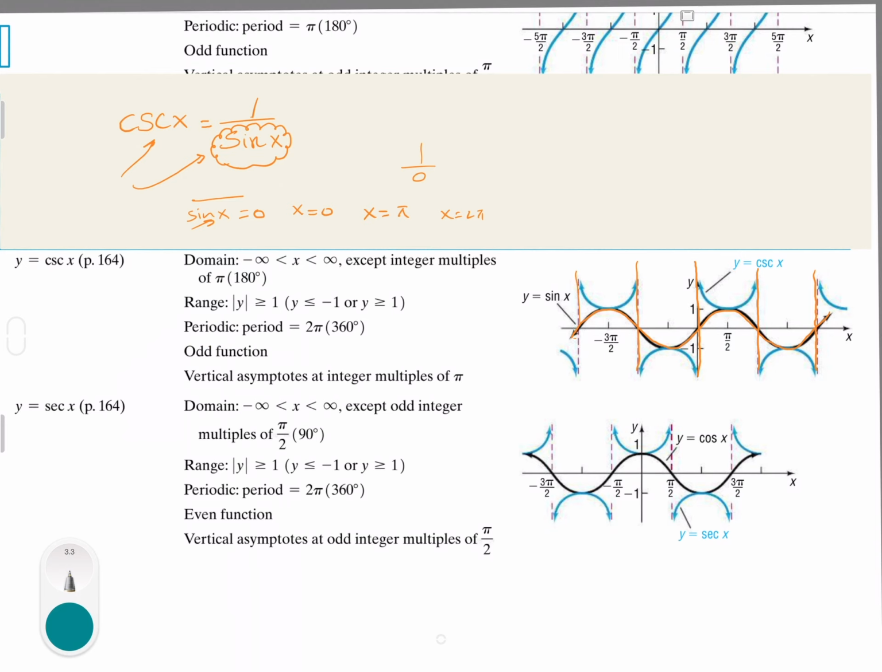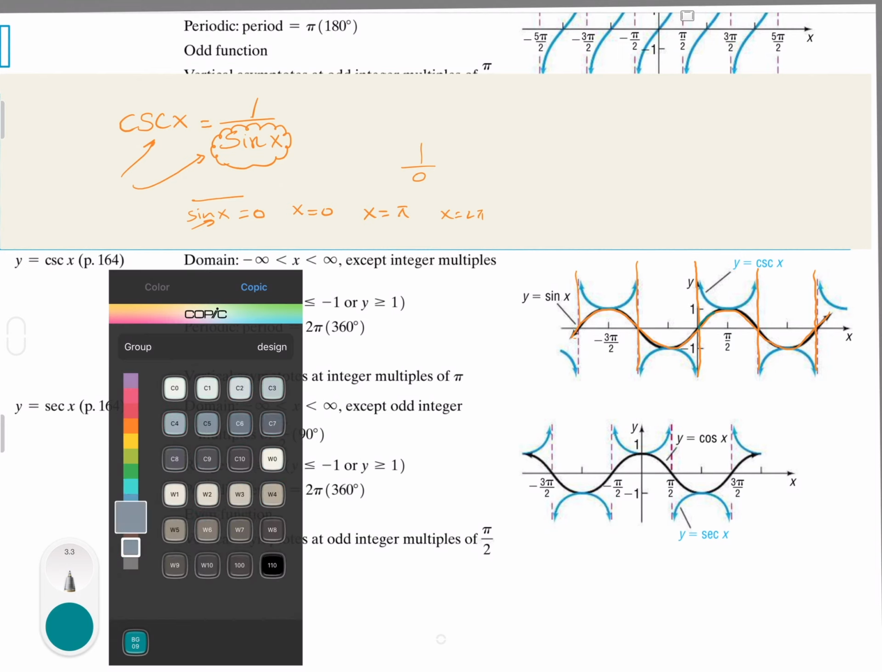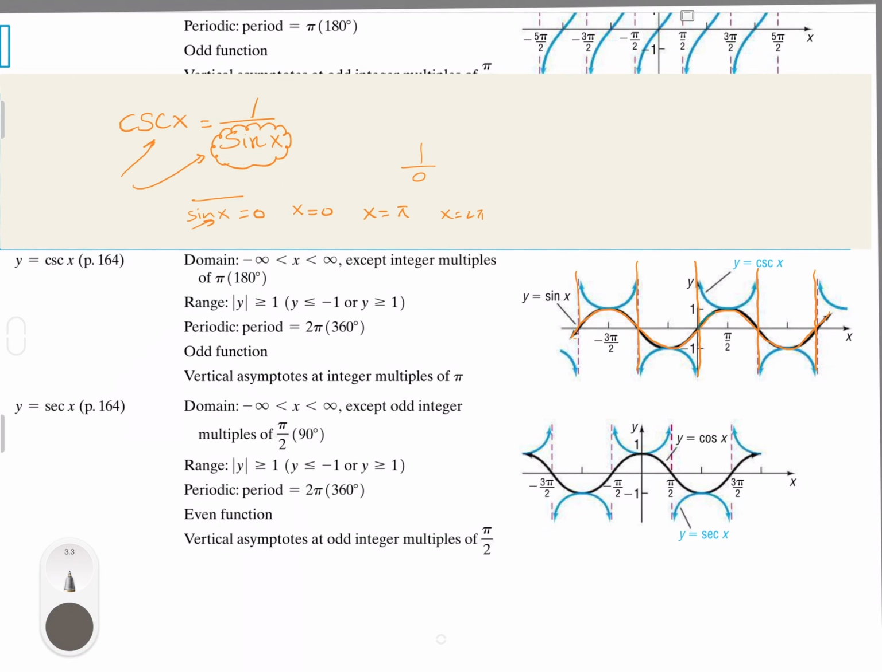And if this is a graph of sine, then the reciprocal of this will be something like this. So this is a graph of sine, and the reciprocal of that is going to be like this.